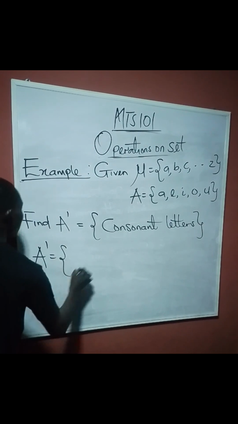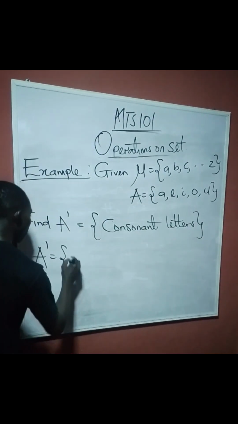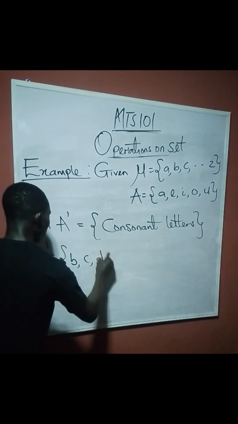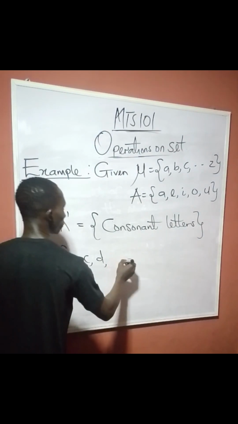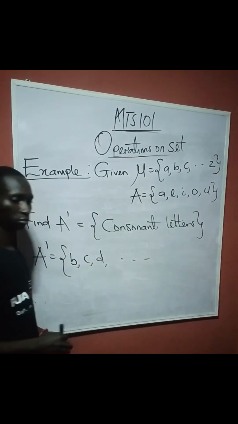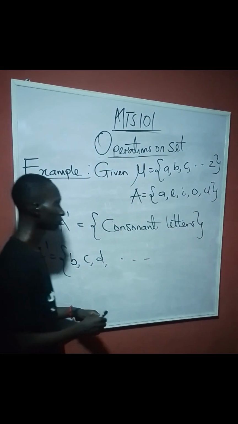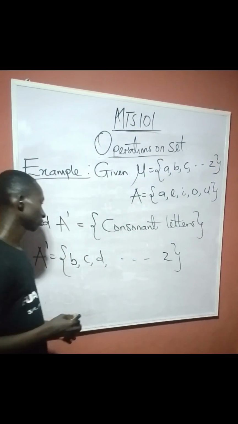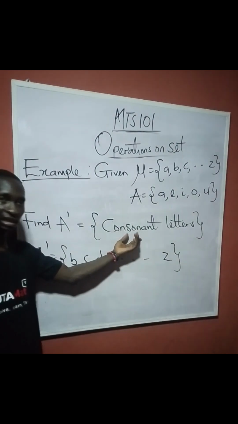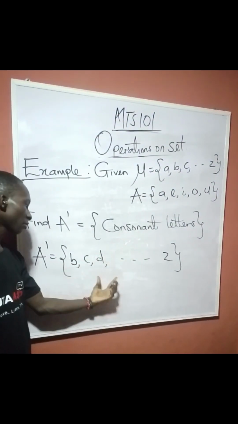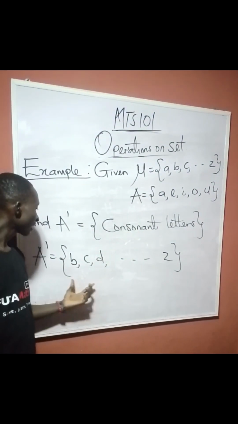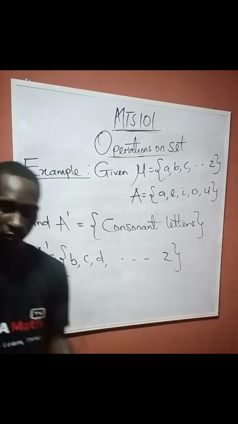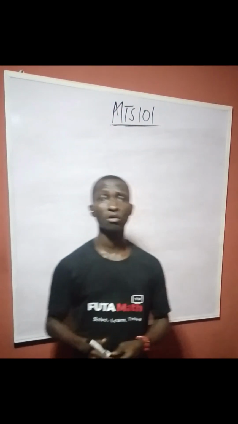So A complement, what are the elements in the universal set but not in the subset? We have B, C, D, and so on. Do you get that now? The last one is Z, the consonant letters. That is the complement of a set. The next part is difference and symmetric difference under the operations on sets.